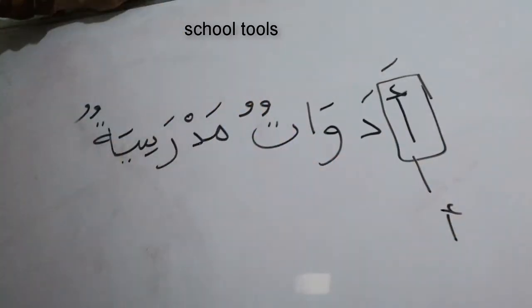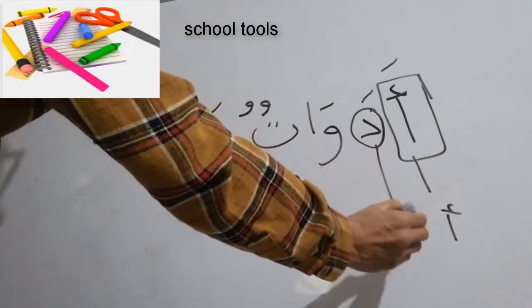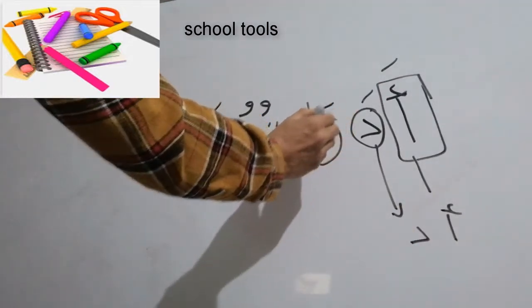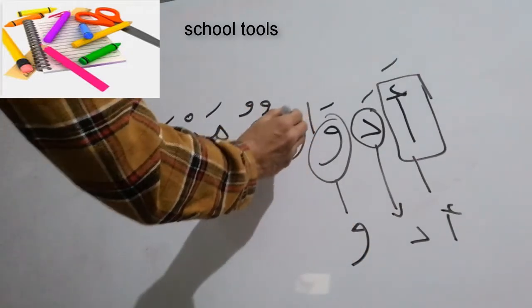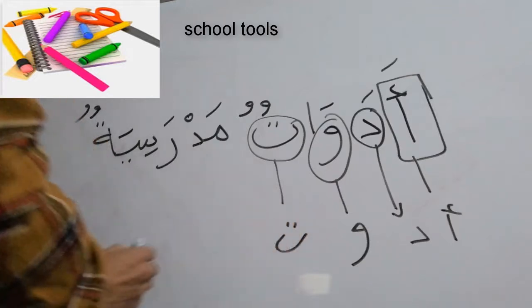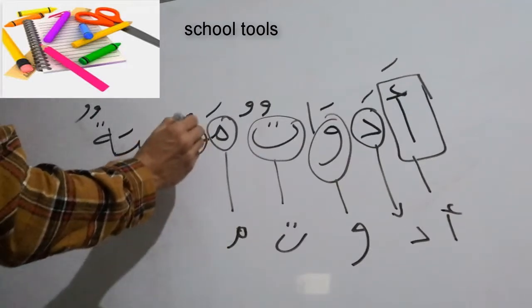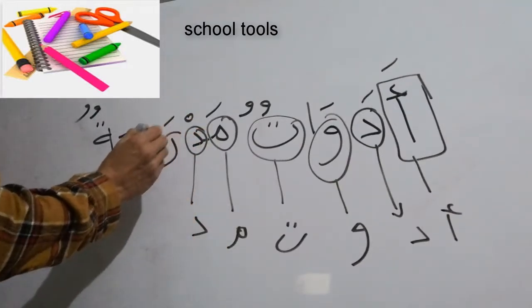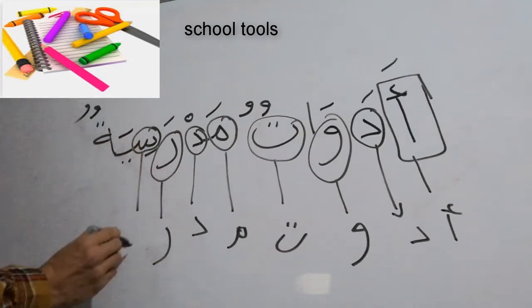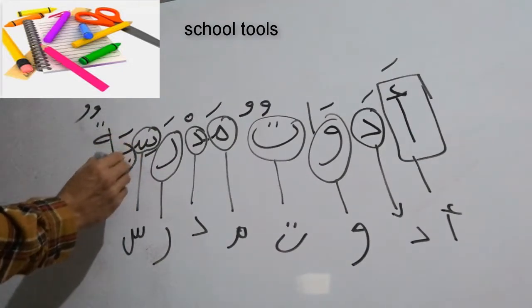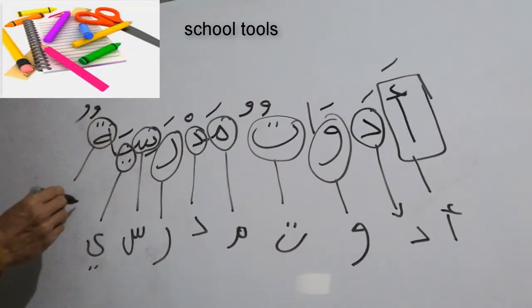ألف، دال، واو، تاء، ميم، دال، راء، سين، ياء، تاء.